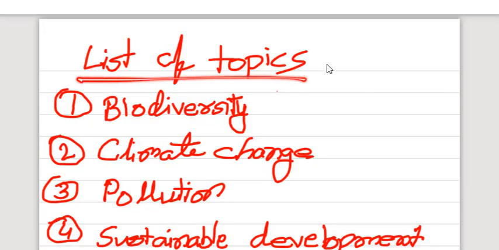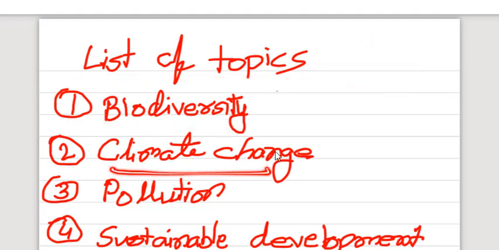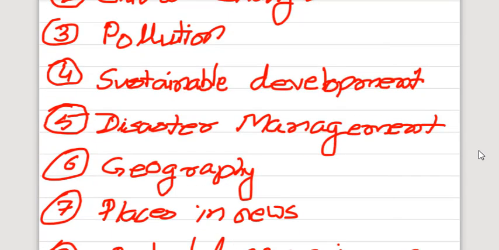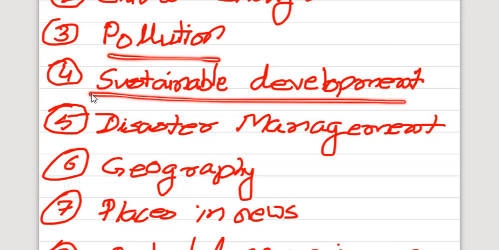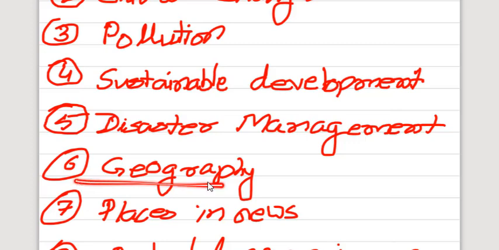Let's start with the list of topics. In the list of topics, they have divided the environmental science module into 9 different headings. The first heading is about biodiversity. Second is about climate change. In this climate change, UNFCCC will be discussed. Next is pollution. Fourth topic is about sustainable development. Fifth is about disaster management. Sixth is geography. They used to add a geography topic.